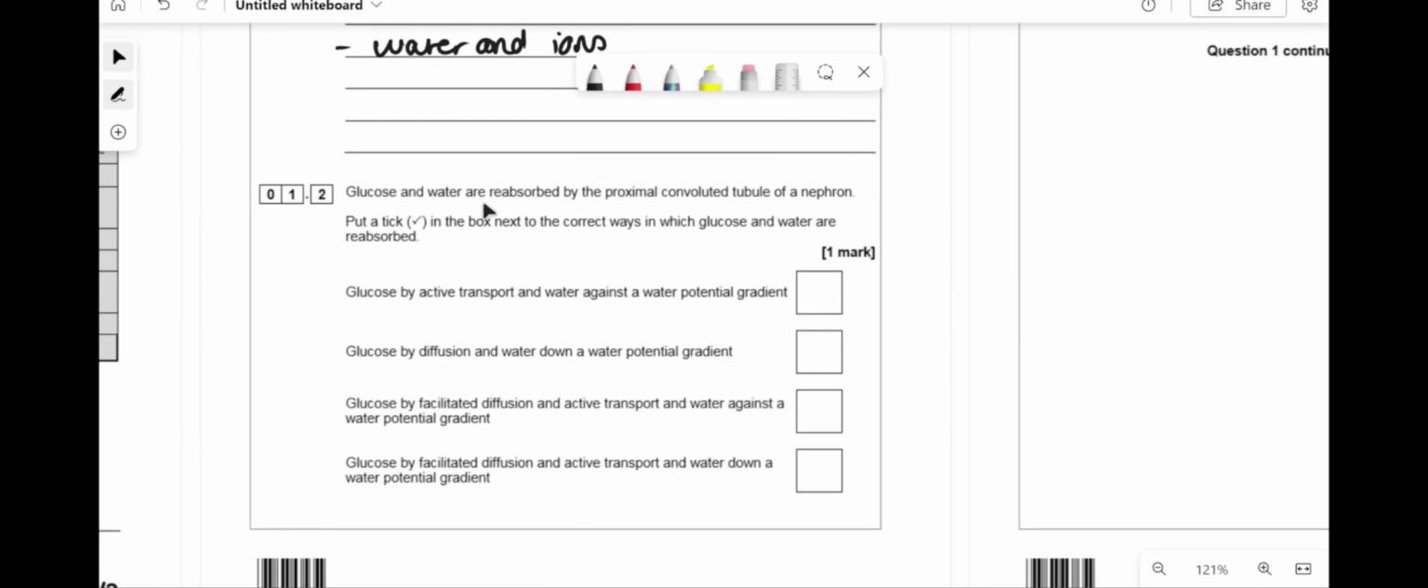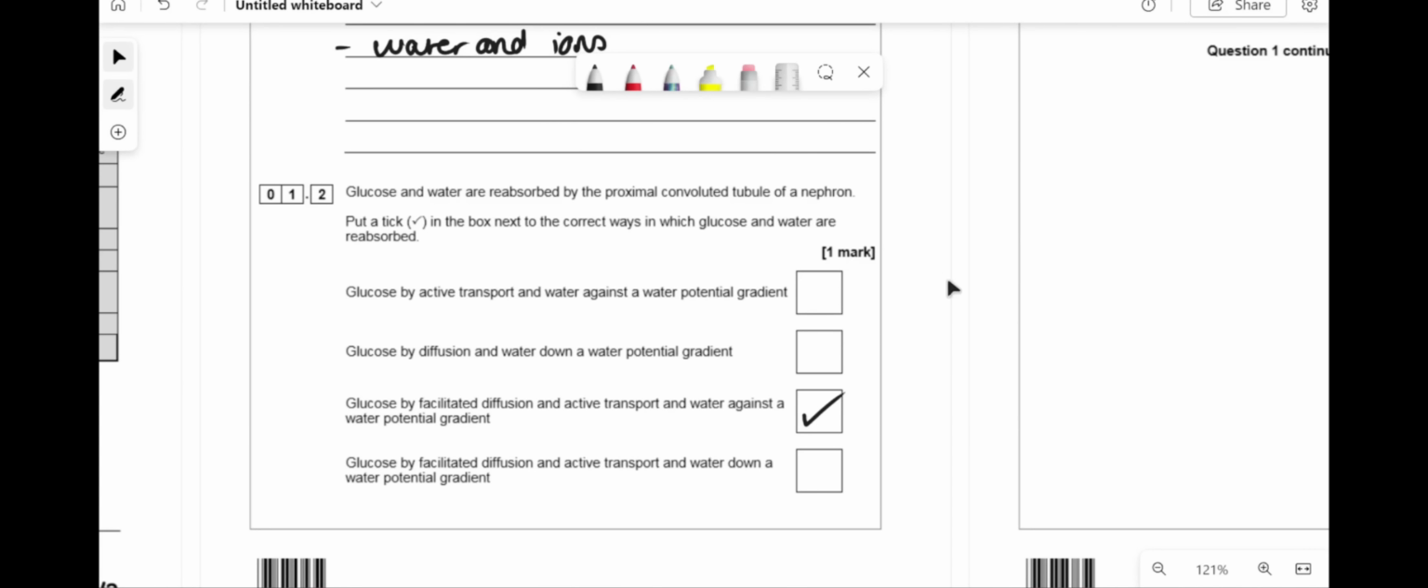So glucose and water are reabsorbed by the proximal convoluted tubule of a nephron. Put a tick in the box next to the correct ways in which glucose and water are absorbed. So glucose by active transport and water against a water potential gradient? No. Glucose by diffusion and water down a water potential gradient? So the down a potential gradient, yes. Diffusion, no. Glucose by facilitated diffusion and active transport and water against a water potential gradient, yes.